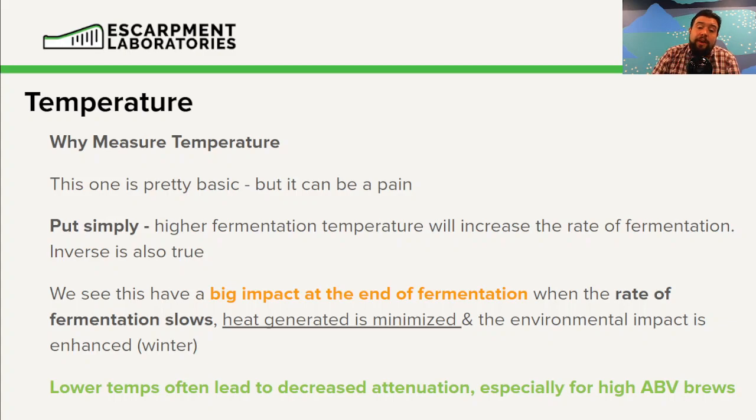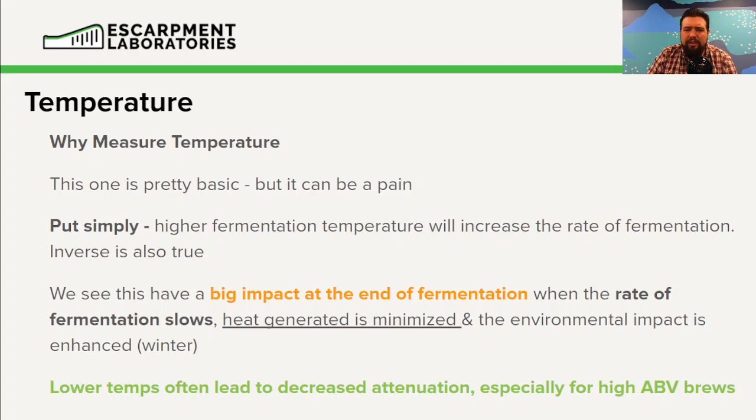Now, we also see a big impact at the end of fermentation, especially due to the fact that the rate of fermentation decreases. We also see the heat generated by the ferment be minimized, and the environment, say here in Canada in the winter, starts becoming much more impactful. We've seen a bunch of breweries have issues where at the end of fermentation, the colder temperatures lead to a decrease in attenuation, especially for high ABV beers.